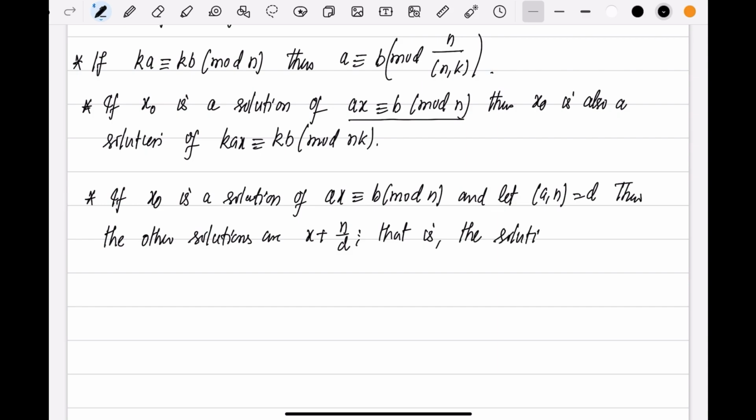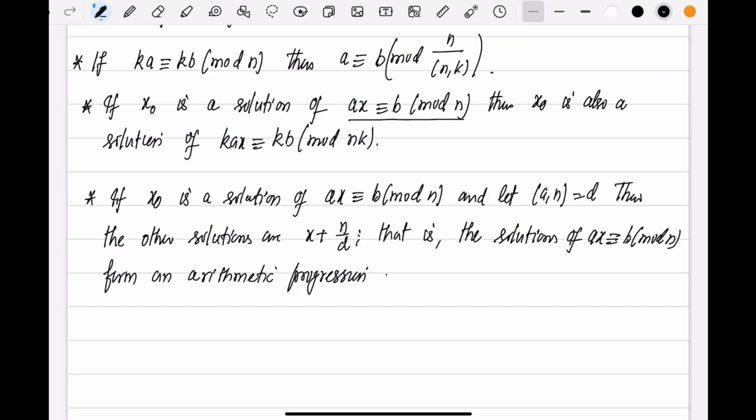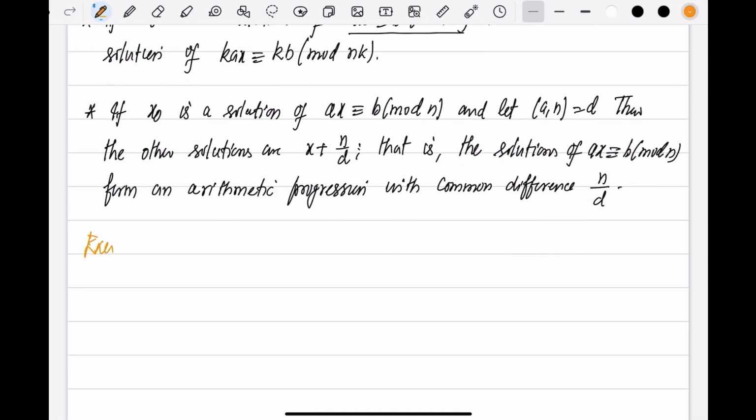So the solutions of ax congruent to b modulo n form an arithmetic progression with common difference n by d, where d is the GCD of a and n, and we know the solution exists for this congruence if d divides b. Okay, now let's come to the exercise.